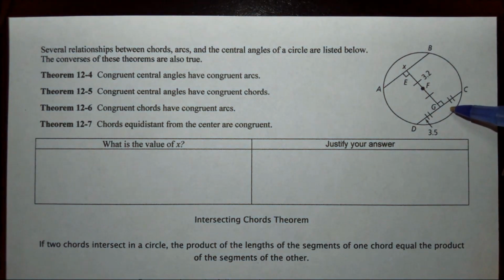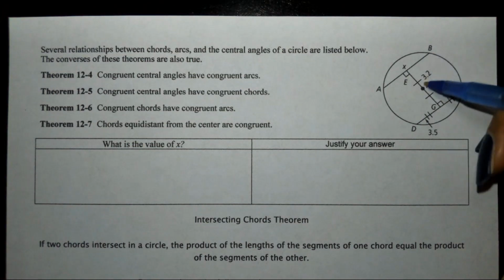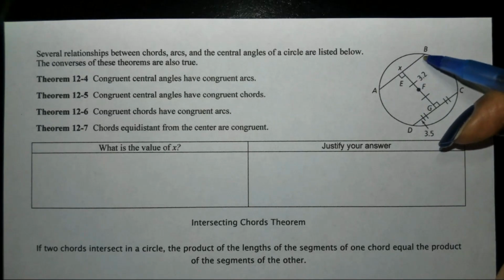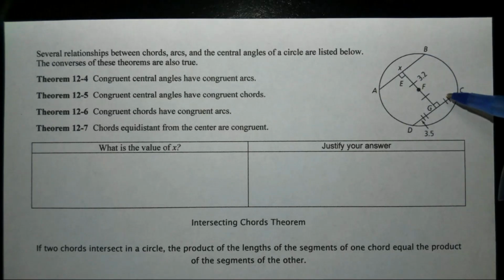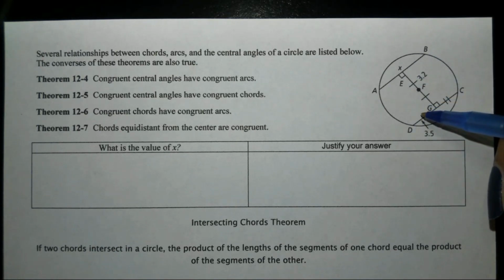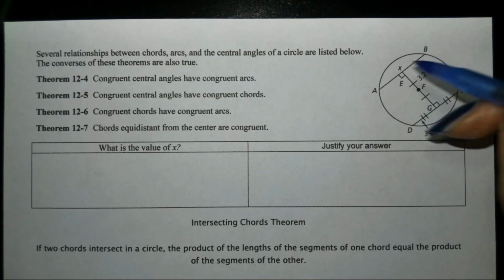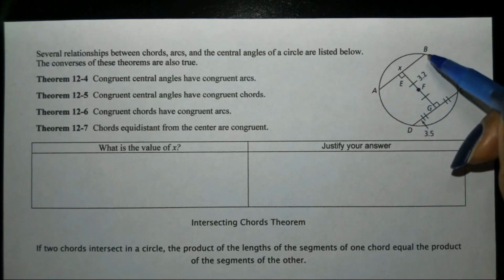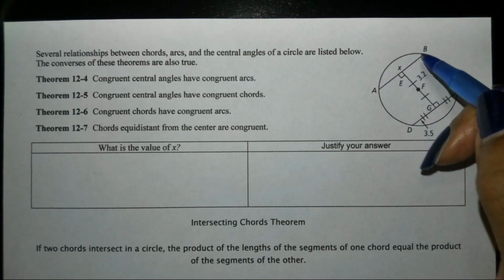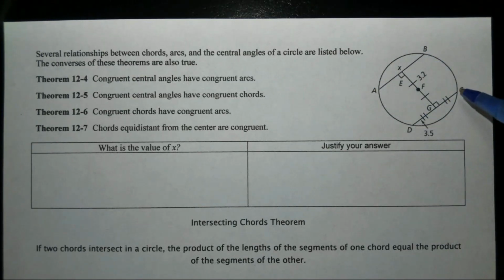Okay? Then it tells us that congruent central angles are going to have congruent chords. So again, if I was to have a central angle to come out here to here, this chord, and from here to here, this chord would be congruent. Then, of course, if I know that AB is congruent to DC, that means that arc AB will be congruent to arc DC, whatever the amount of that is going to be.